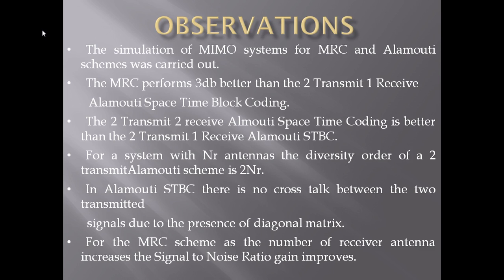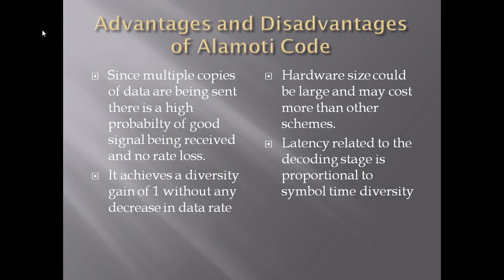Let's take a look at the advantages and disadvantages of the Alamouti code. The advantages are, since multiple copies of data are being sent, there is a good probability that the signal will be received and there will be no data loss. Secondly, it achieves a diversity gain without any decrease in data rate.